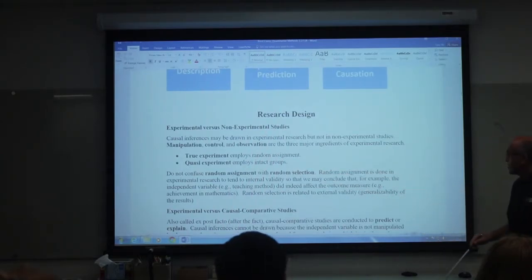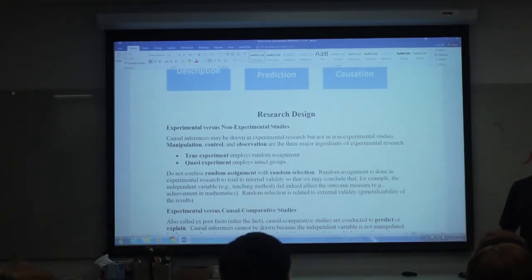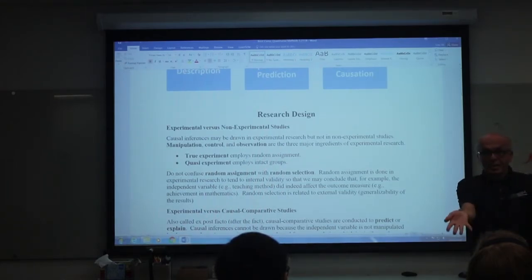Random selection has to do with external validity. External validity: to whom can you generalize? So don't confuse these two. For example, you are not selected at random. You are here this afternoon because you decided to come to this workshop.